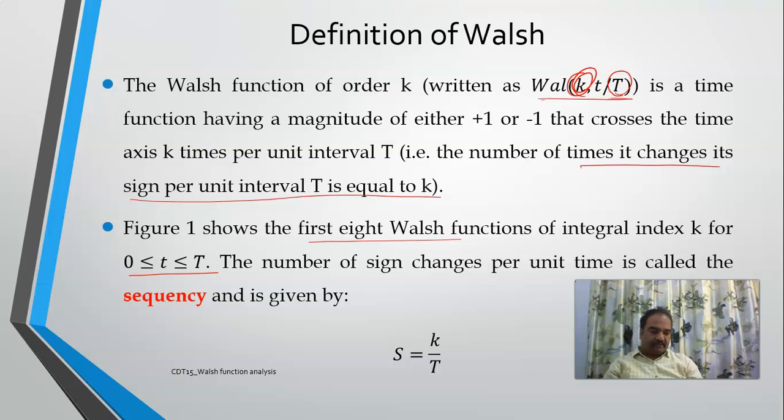Normally, the number of sign changes per unit time, we call it as sequency. Just like you represent frequency in terms of sinusoidal terms, here we call it as sequency. Sequency formula is the number of crossings of the time axis in the given time period. This is sequency.